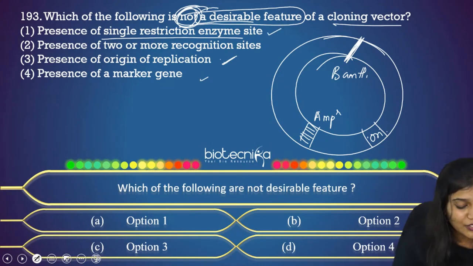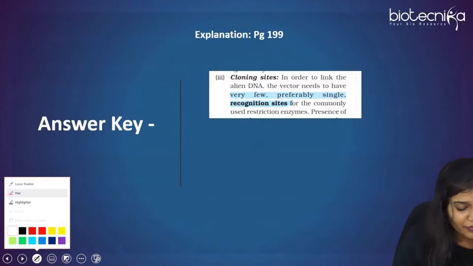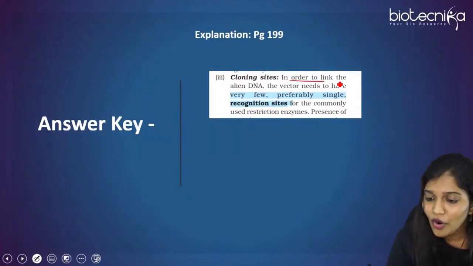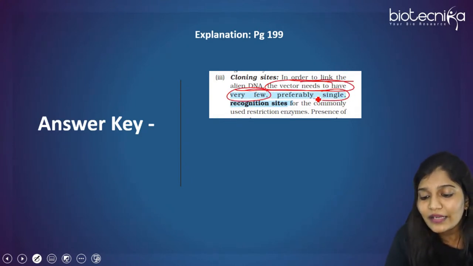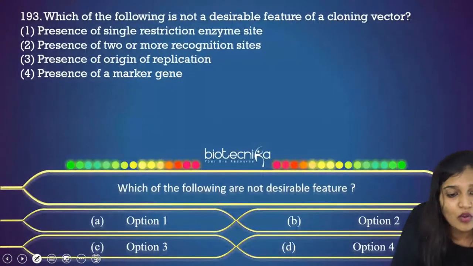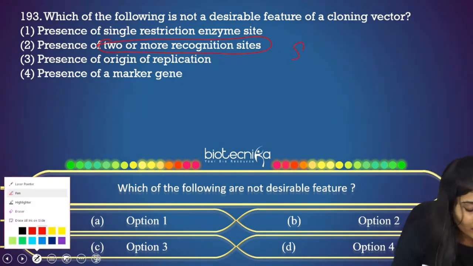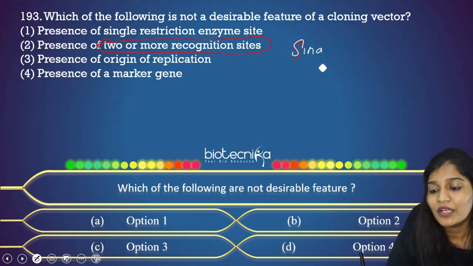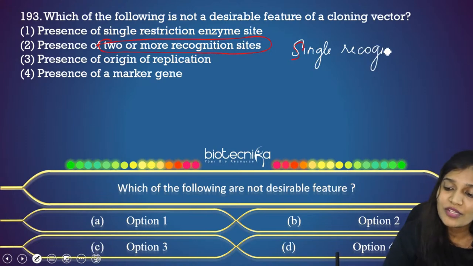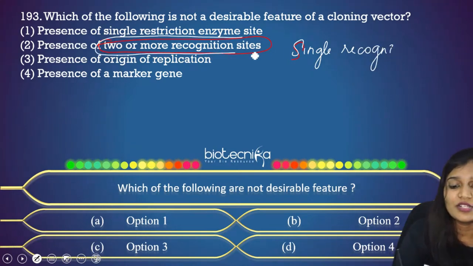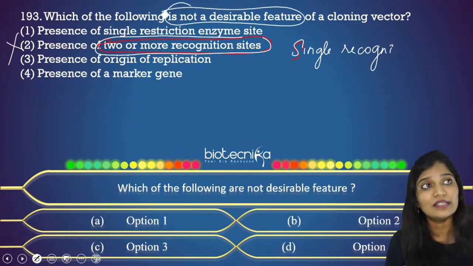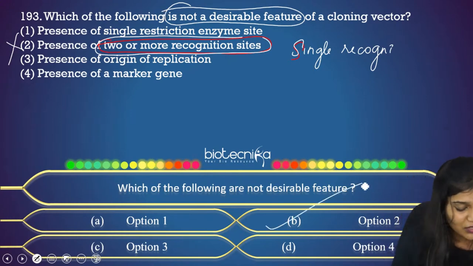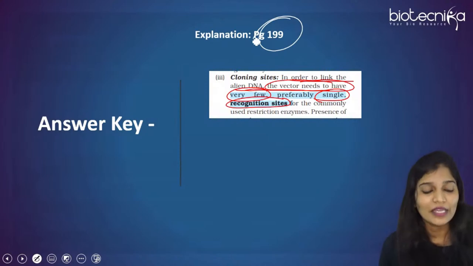But in our book, on page number 199, if you observe from our NCERT book, you can see that in order to link an alien DNA, the vector needs to have very few or a single restriction recognition site. But in our option, they have given 2 or more recognition sites. So according to our NCERT book, it has to be a single recognition site. But the option they have given is more recognition sites, which is a wrong statement. So they ask you to find out the wrong statement, or we can say the not desirable one. So the answer for this question is option D. You can check page number 199.